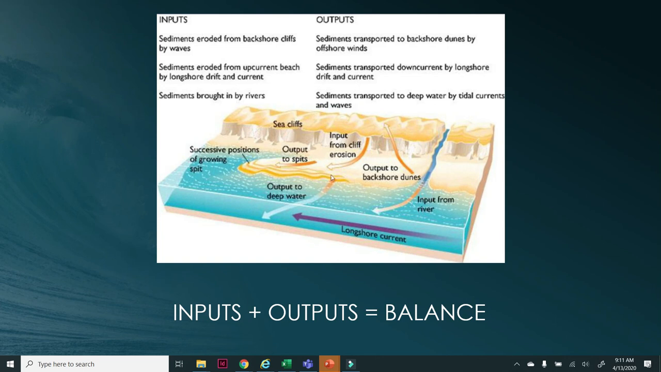We have this sand being carried away by the longshore current, right? So that's an output. And then we have some of this sand that gets dragged offshore to deep water. So that's also an output. When you have input that is greater than output, you end up with a beach that is growing. When you have output that is greater than input, then you have a beach that is shrinking, okay? So that's one of the things to think about as you're thinking about what happens to beaches.